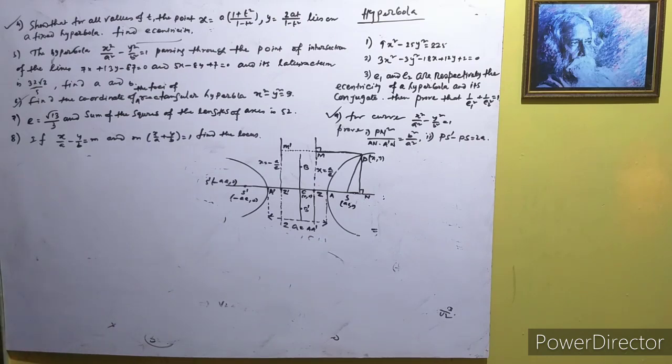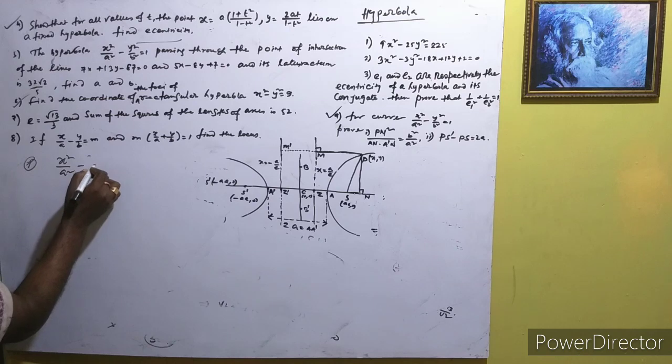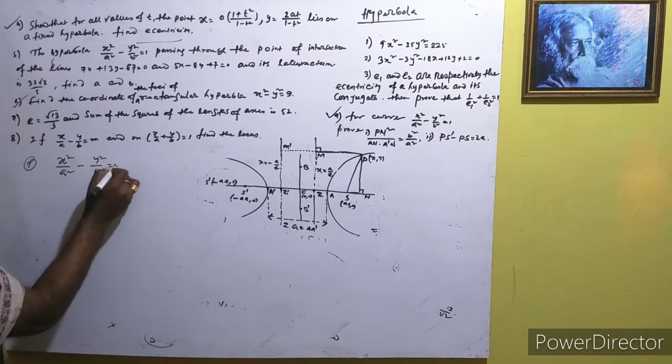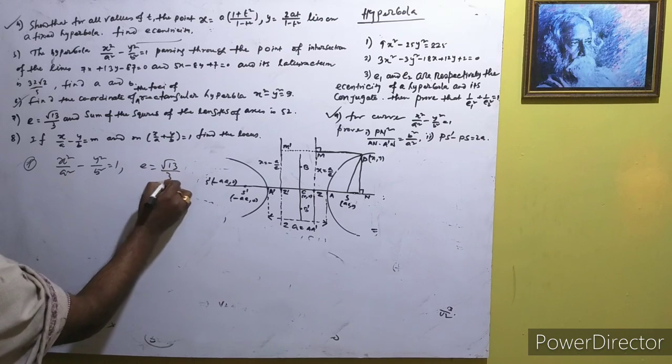So see, e is root 13 by 3 and the sum of the squares of the lengths of the axes is 25, and find the equation of the hyperbola. Sorry, not an ellipse. It's the hyperbola chapter. See, this is a hyperbola. Okay, here e is equal to root 13 by 3.